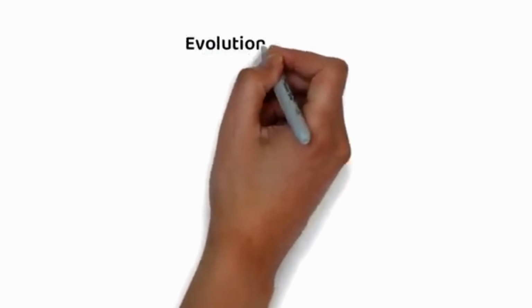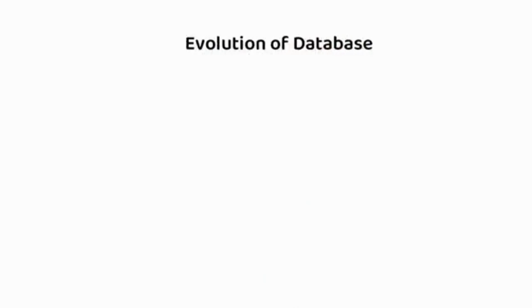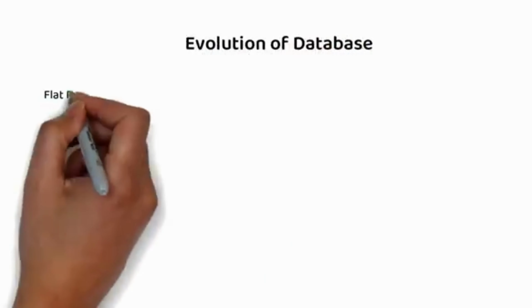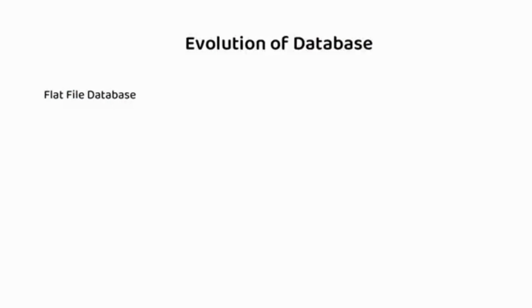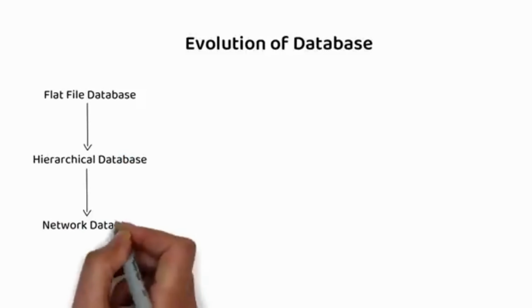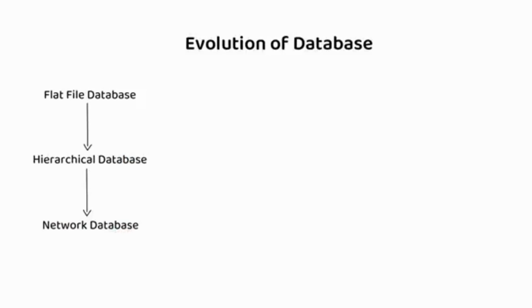Evolution of database started in the 1960s when the first type of database was made, which was the flat file database. Here, the data was stored in simple files such as CSV file or fixed length file, etc. Later on came the hierarchical database and then the network database. Both of these databases stored data through parent-child relationship, but both of these databases were incapable of storing complex data relationships, hence were soon replaced by relational database.